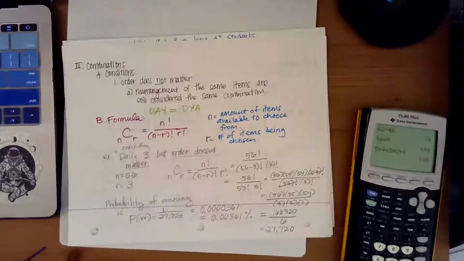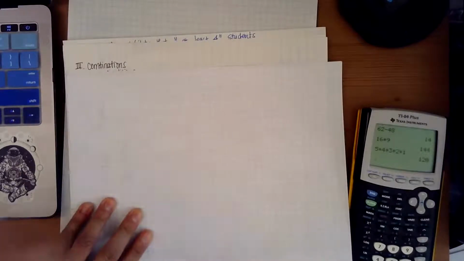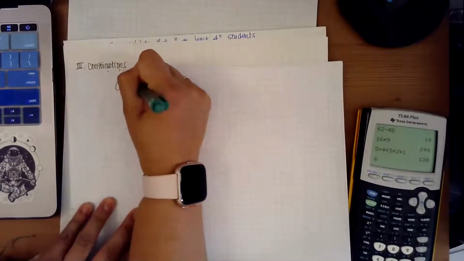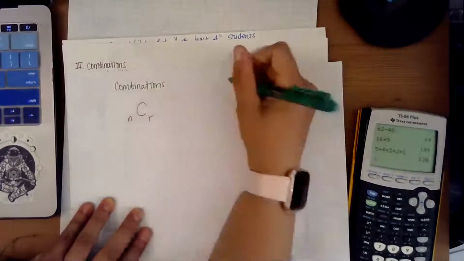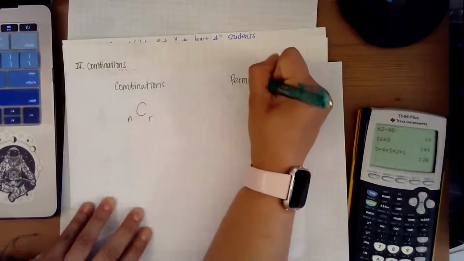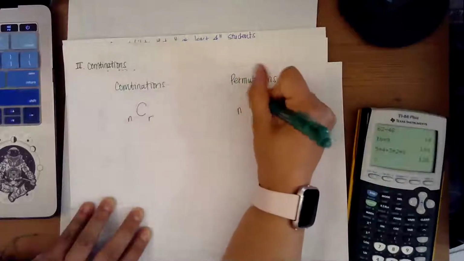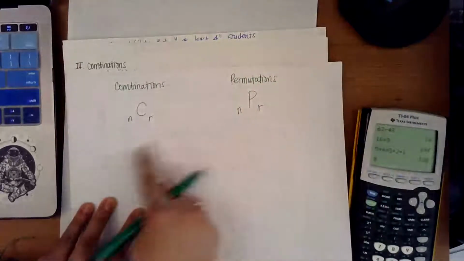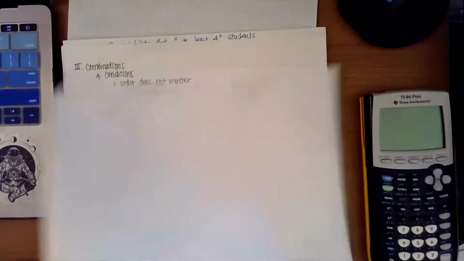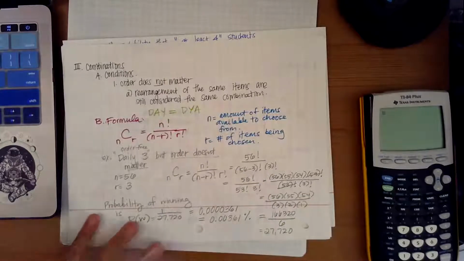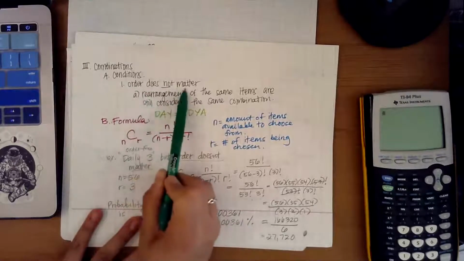Okay, moving on. Now we're going to look at combinations. So combinations and permutations. Combinations look like this. This is the format. And permutations are like that. They have the same little format, but they do differ by 1 tiny little factorial, okay? So let's look at combinations. Order does not matter here.